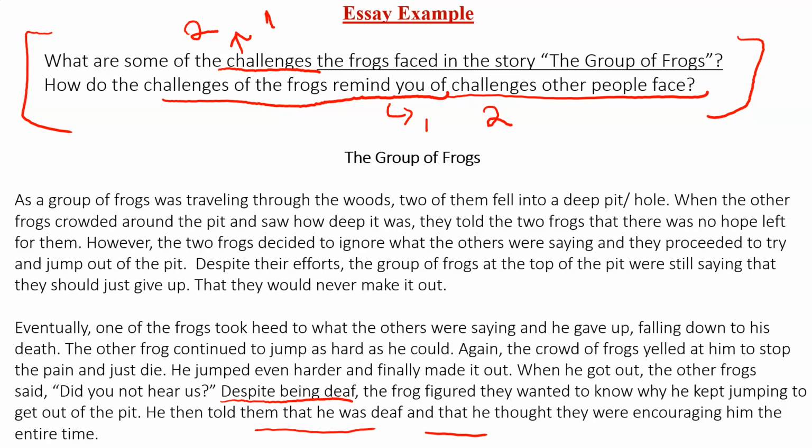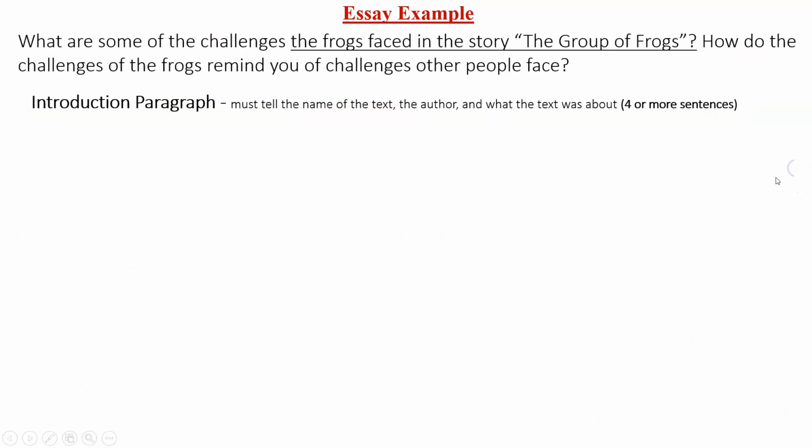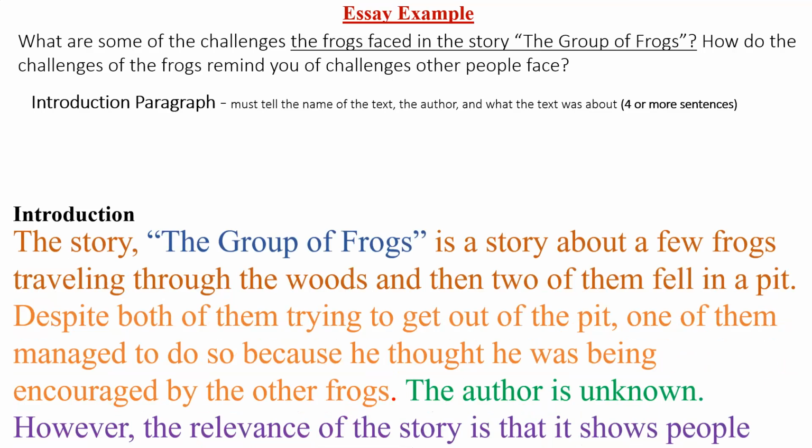So the introduction now is where I'm going to go to. Notice I have my question up here already. The introduction paragraph says that you need the text, the author, and what the story was about. 4 or more sentences. You could pretty much put the author's name in 1 sentence, the text in 1 sentence, and tell me what the story is about in 2 sentences, or you could do it your own way, just making sure you have 4 sentences.